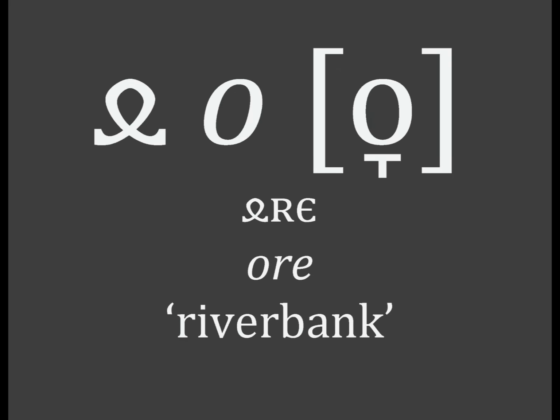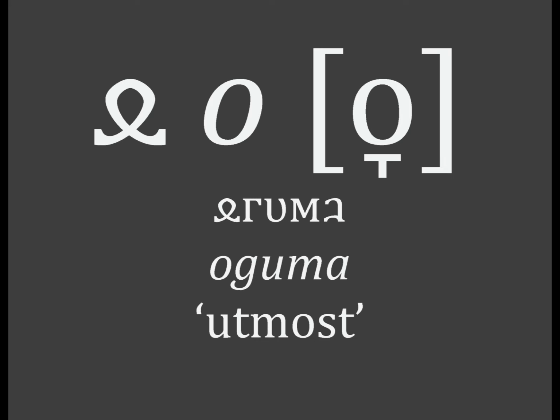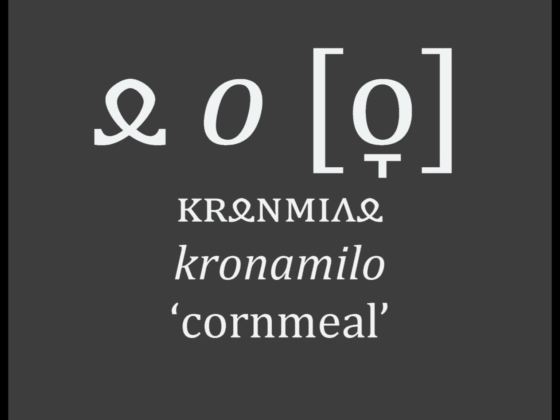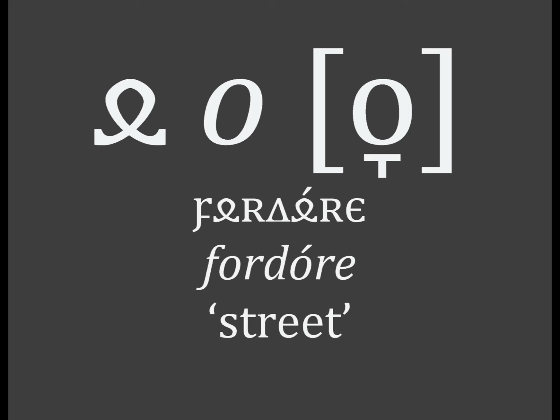Ore means riverbank. It represents a short, rounded mid-back vowel, kind of like the O in hope. It is the back counterpart of eja and the short form of osus. It is transliterated as O. Ooguma, utmost. Kronamilo, cornmeal. Foradore, street.